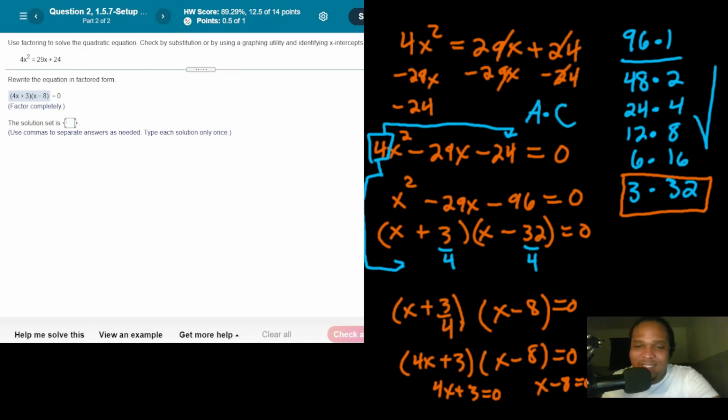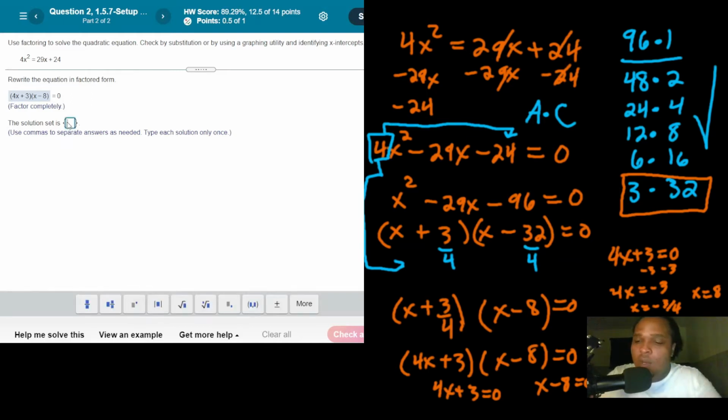Yeah, I'll do it to not cut too many corners here. So 4x plus 3 is equal to 0. We're going to minus the 3 from both sides. So you get 4x is equal to negative 3. Divide both sides by 4. You're going to get x is equal to negative 3 over 4. And the other solution, you're going to get x is equal to positive 8. Just like we got a few minutes ago. All right, anyway, let's go ahead and write negative 3 over 4.